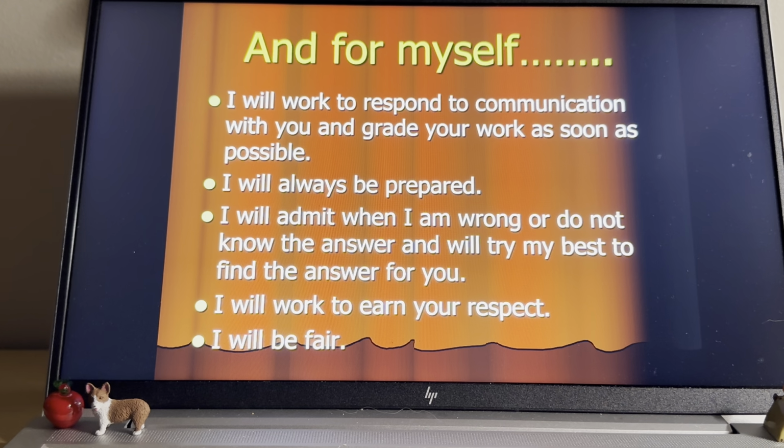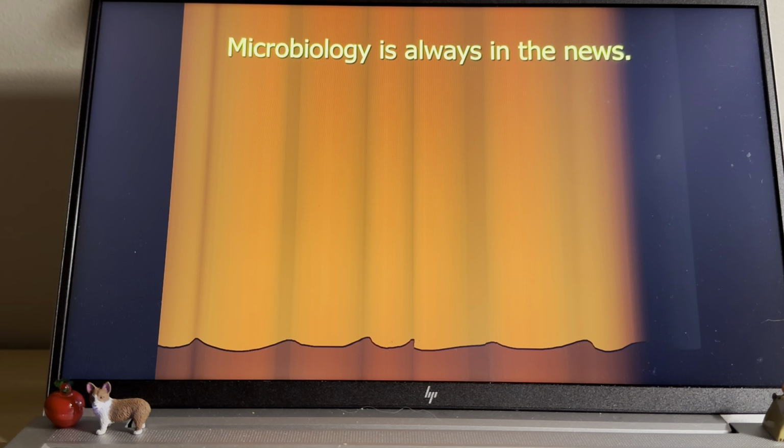Okay, so why is it worth your time to take microbiology? Okay, and I know it's required for a lot of your programs. A lot of you are pre-nursing, respiratory therapy, dental hygiene, vet tech, whatever, pre-med. Maybe you just want to go on to major in microbiology at a 4-year school. But microbiology is always in the news, okay?